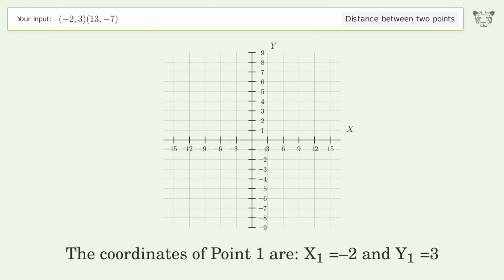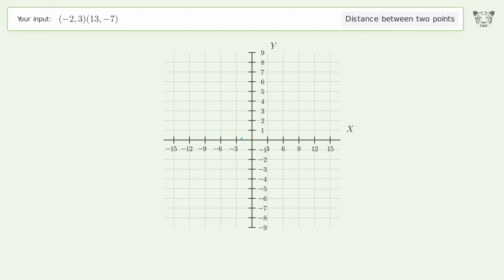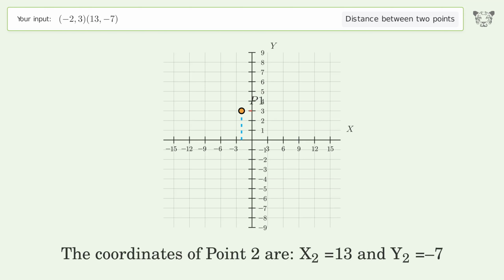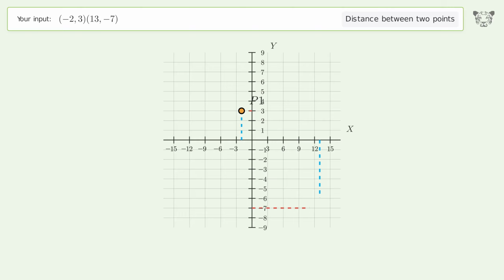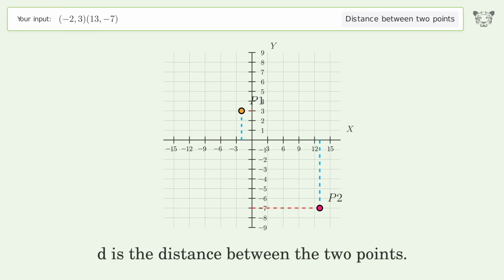The coordinates of point 1 are x1 equals -2 and y1 equals 3. The coordinates of point 2 are x2 equals 13 and y2 equals -7. D is the distance between the 2 points.